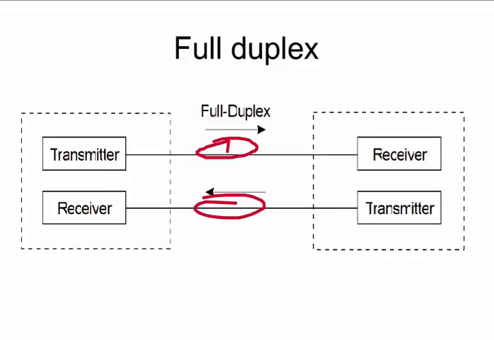Because you've got a controller and a remote station, the master and the slave, and the one talks to the other one, which replies back, never at the same time. But this is full duplex.